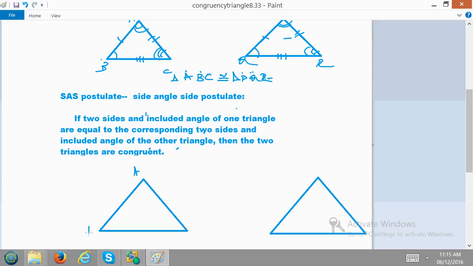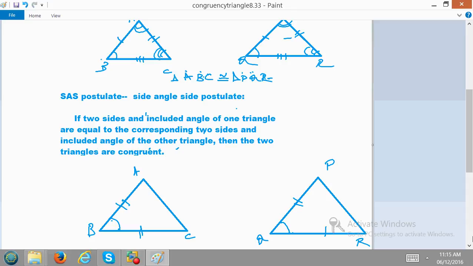So A, B, C, P, Q, R. So he says two sides, let us take this AB is equal to PQ and also BC is equal to QR. These two sides. So this is the included angle B. If this condition is enough, he says other things are automatic.